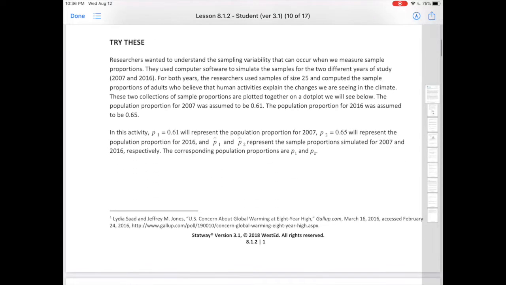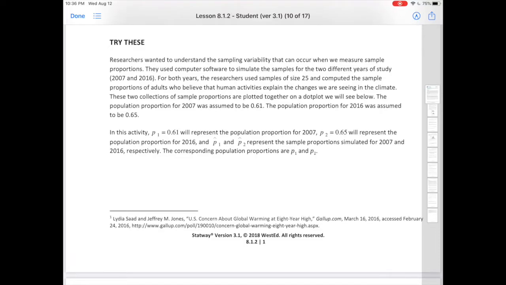Try these. Researchers wanted to understand the sampling variability that can occur when we measure sample proportions. They used computer software to simulate the samples for the two different years of study, 2007 and 2016. For both years, the researchers used samples of size 25 and computed the sample proportions of adults who believe that human activities explain the changes we are seeing in the climate. These two collections of sample proportions are plotted together on a dot plot we will see below.